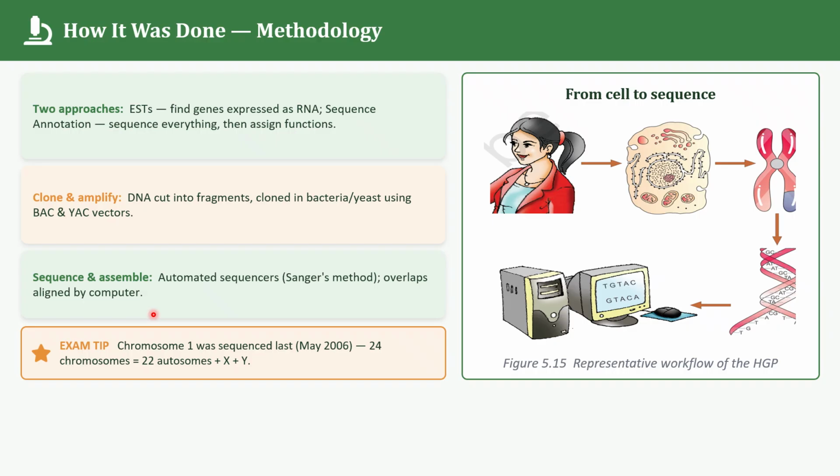So let us see this. The first one is the human cell, and then the DNA is isolated, and the DNA fragmentation was done, and it is cloned into a bacteria or yeast, and it was amplified, and DNA was sequenced by the Sanger method, and on the computer-based alignment was done, and the assembly of overlapping fragments was done, and the sequence was analyzed, and at last the chromosome assignment was done.